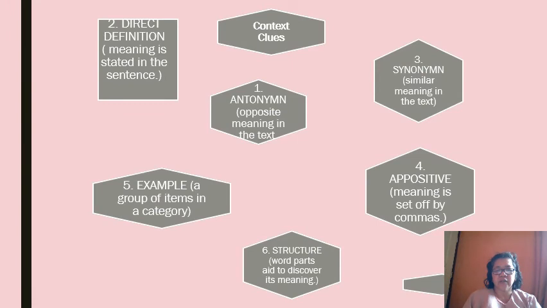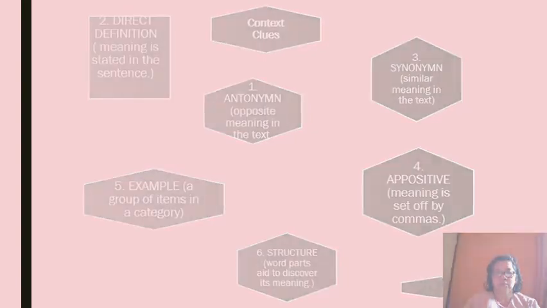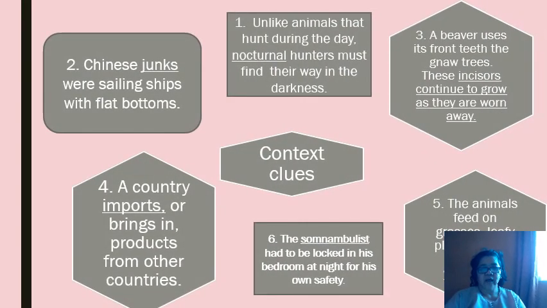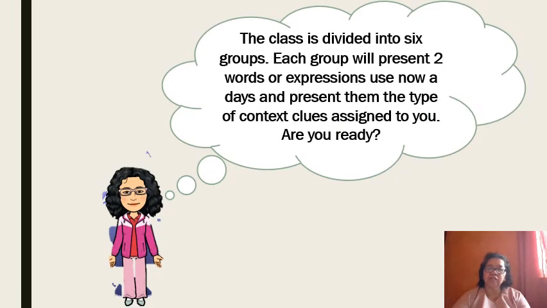And these are the different types of context clues that I presented to you, and their examples. Did we really understand the discussion? I'm going to divide the class into 6 groups. Each group will present 2 words or expressions used nowadays and present the type of context clue assigned to you. Like for example, millennial, Generation Z. Are you ready?